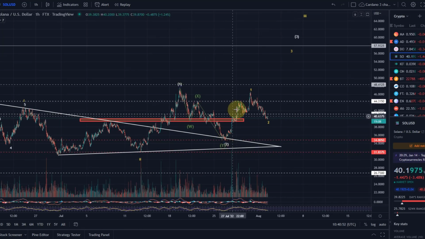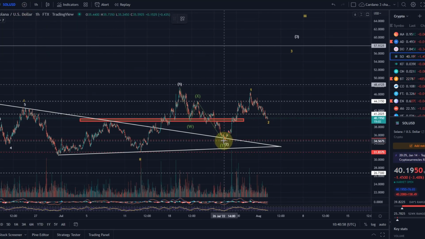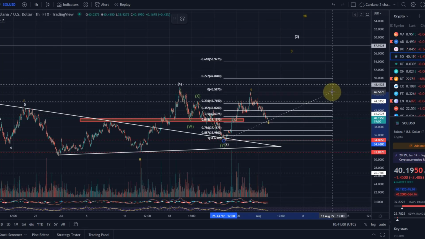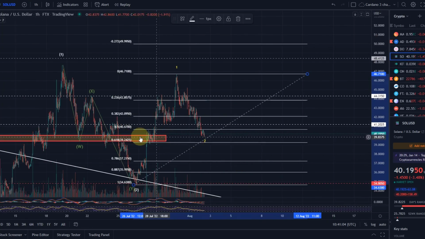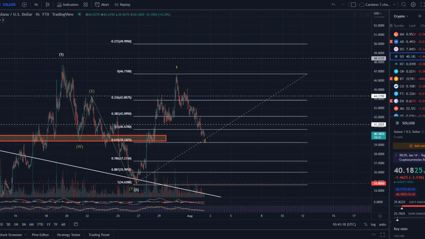But if this is a wave 1 and this is a wave 2, where would we expect it to come down to? What would be an ideal level? Let's take a look at the Fibonacci retracements. Given that we already broke the 50% Fib level at 40.67, we would now expect the 39.24 level, the 61.8% Fibonacci retracement level. That would be the next level where I would expect that Solana has a chance to reverse back to the upside.